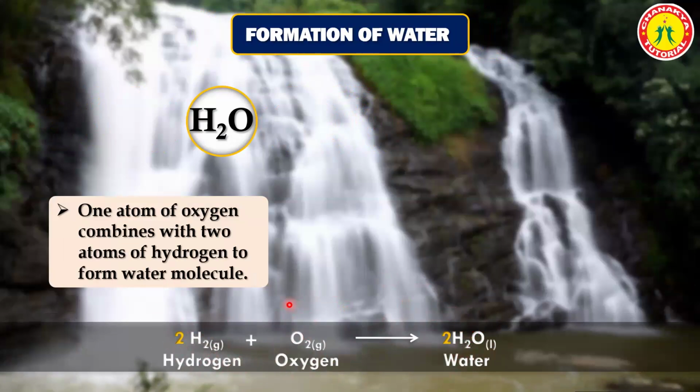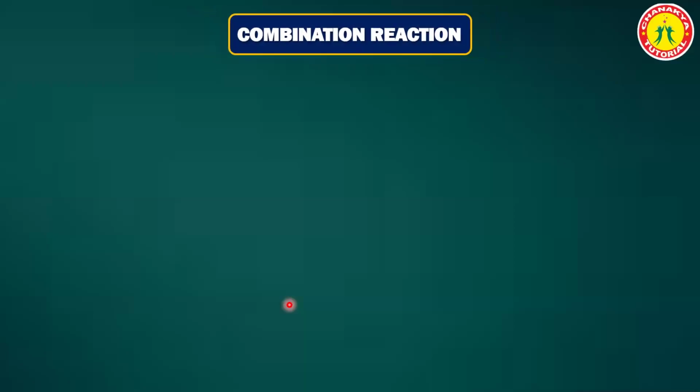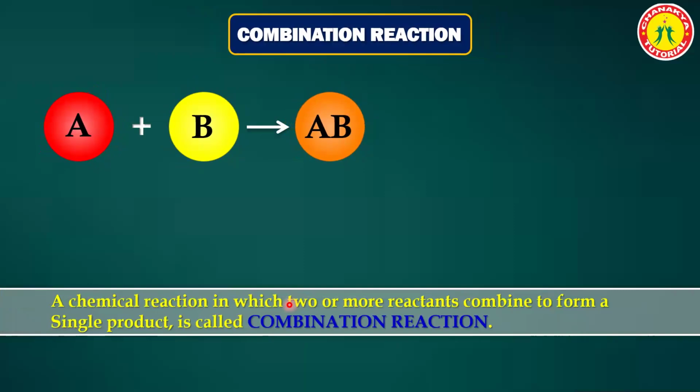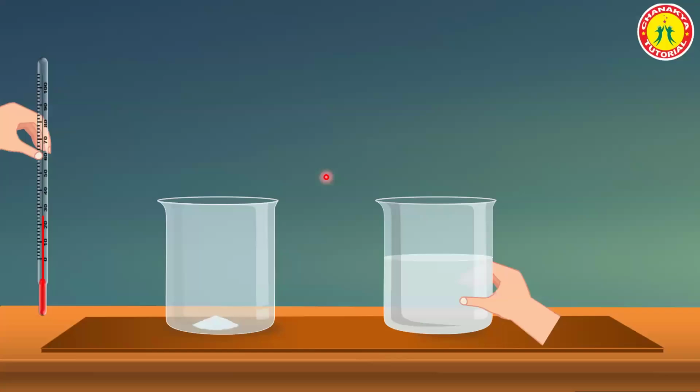So what are these reactions an example of? These are examples of combination reaction, where two simpler reactants reacted to form a complex product. So a chemical reaction in which two or more reactants combine to form a single product, where many reactants combine to form a single product. For example, H2 plus O2 combine to form H2O.